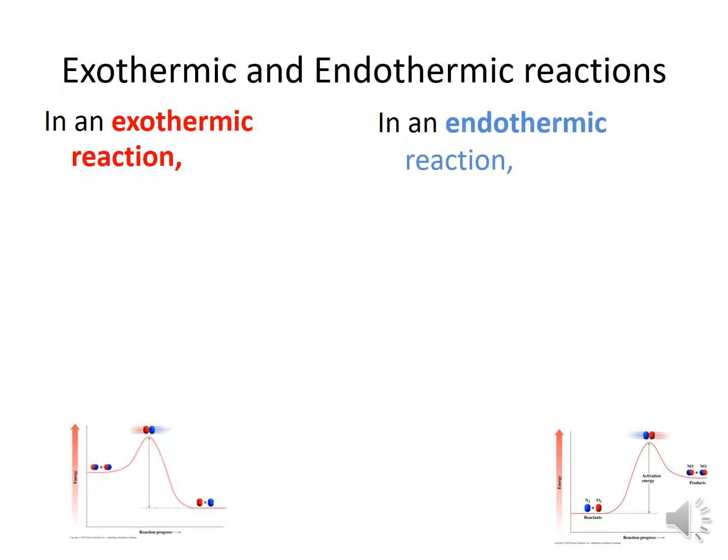The one on the right shows an endothermic reaction. I think we talked that one through on the last slide, how you're putting in more energy to break the bonds than you get back when you form the bonds. So if the products have lower energy than the reactants, then it's going to be exothermic. If the products have higher energy than the reactants, it will be endothermic.